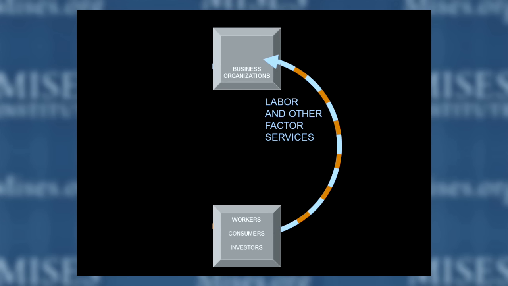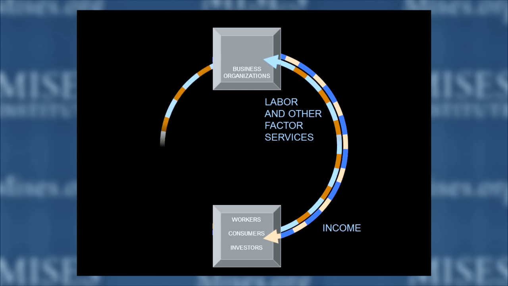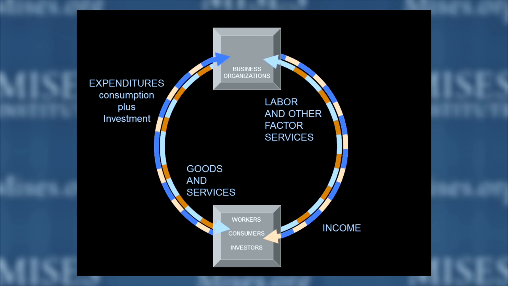Then we have labor and other factor services being provided in the business organizations. And that's the right way to say it, labor and other factor services. Because Keynes pretty much limited the input to labor as far as actually modeling it, and he assumed that the other inputs came along with it. And then we have a reverse arrow that shows the income earned by labor and other factors. Now, if you look at the other side, you get goods and services being produced there at the business organizations, and they're bought by these expenditures of consumption and investment. So that's the circular flow.